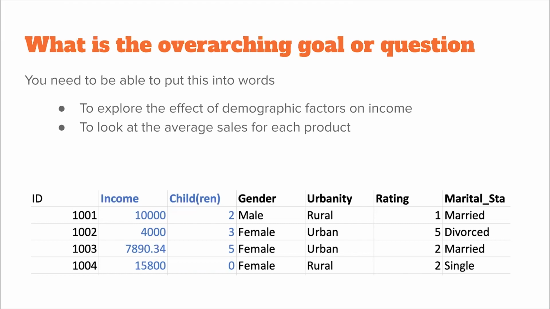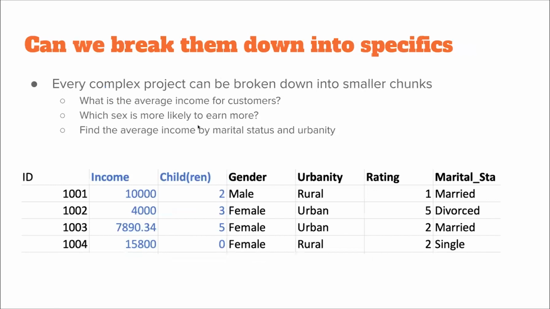When you have a clearer picture of what the goal is, this leads you to break the goal down into specifics, an objective or a specific question. So someone gives you this kind of data and asks, what's the effect of demographic factors on income? Then you start to look at the data yourself. If the stakeholder is explicit, they will tell you what the specific questions are. But if they do not, you can also break it down yourself.